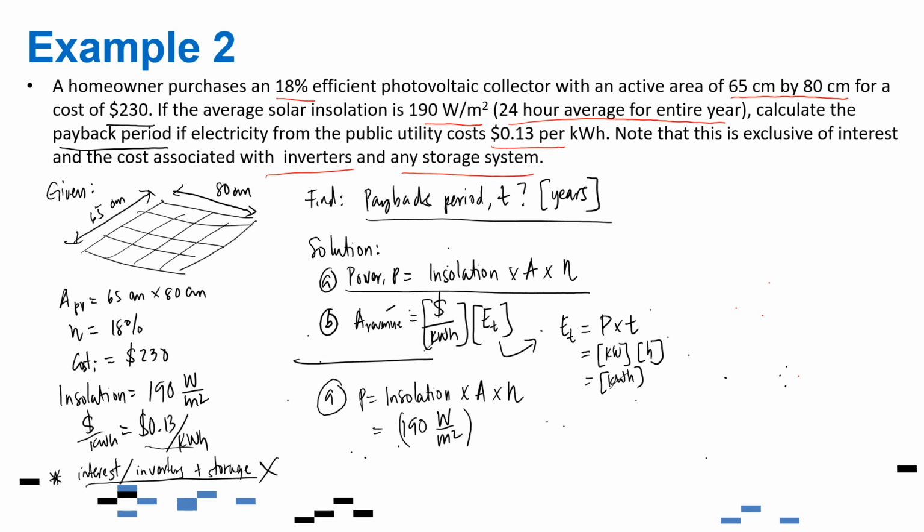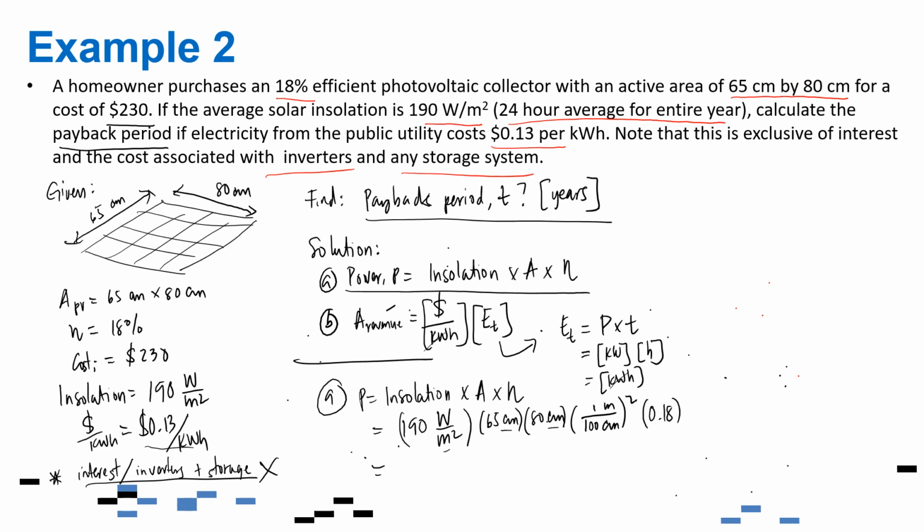So the area is 65 centimeter by 80 centimeter, and since this is centimeter and this is meter here, we need to multiply this one with 100 centimeters per 1 meter squared, right? So that we can cancel square meter. And then efficiency, so the efficiency is 0.18 or 18%.